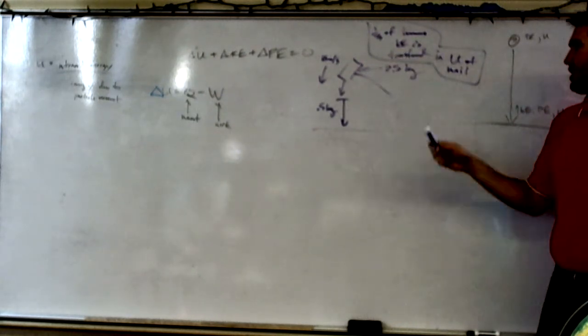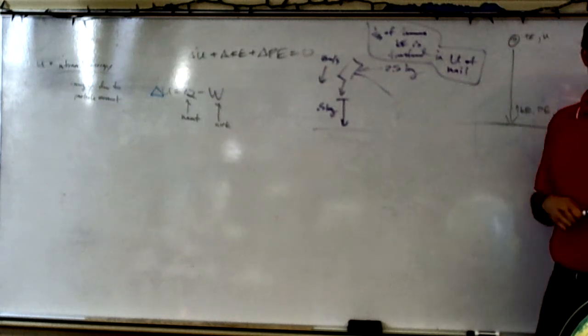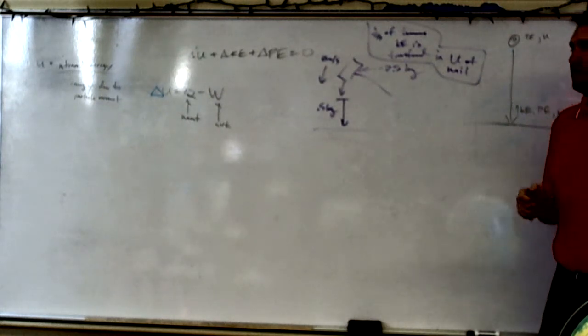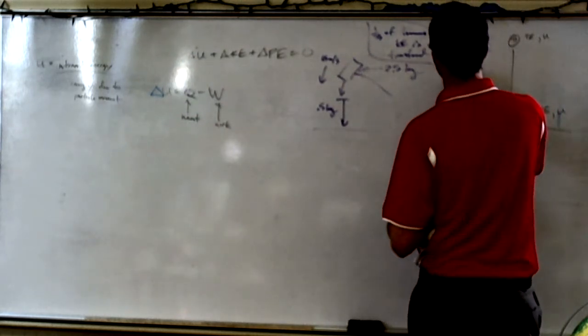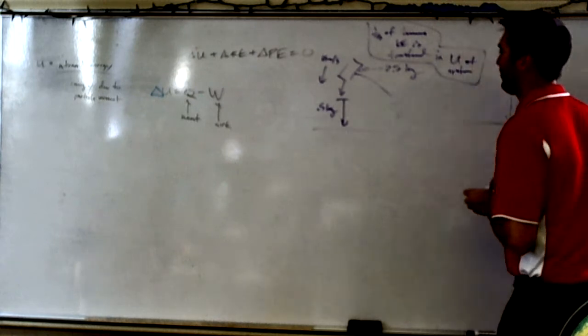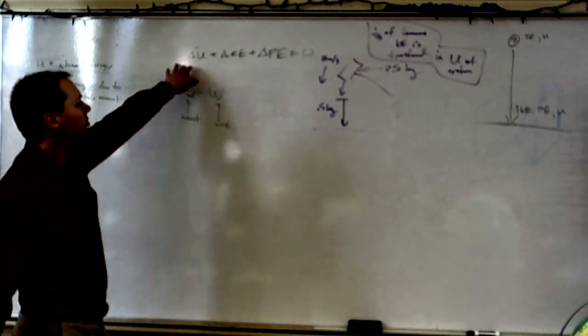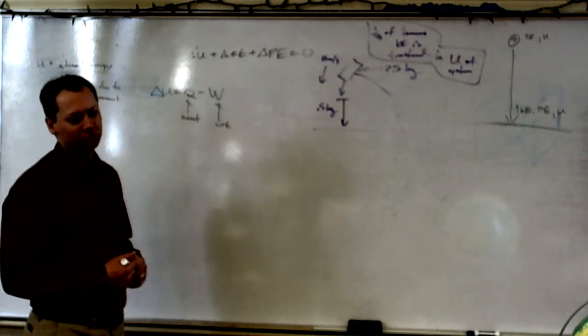1/3 of it is being transferred into the U of the nail. Actually, it's the U of the system. It says the total internal energy of the hammer and spike. And that's why I think it would be good to do an initial and final, so we see what types of energy we have initially, what we have final.